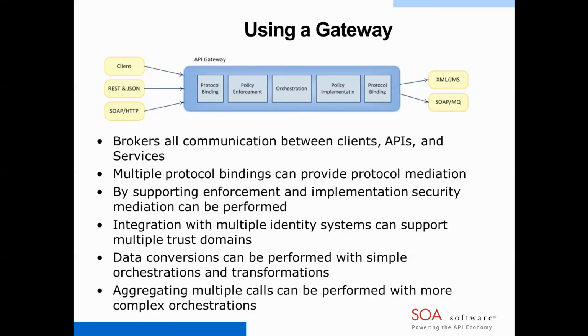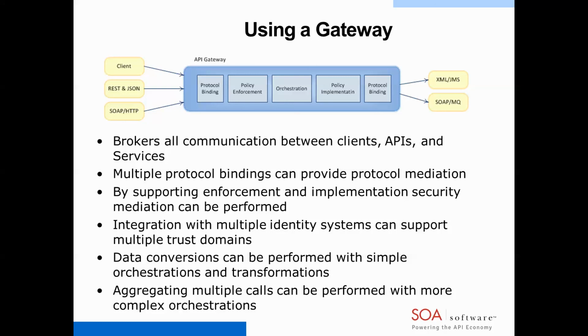So this comes back to using a particular gateway. When you look at the products that are available in the market today, there's a group of products called API gateways that essentially broker the communication between these clients, the APIs, and the services on the backend system. They support multiple protocol bindings and can provide that protocol mediation.